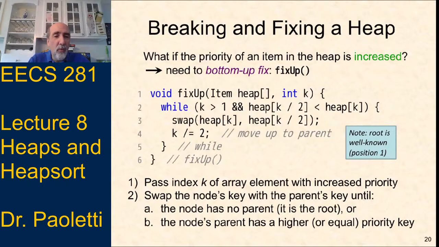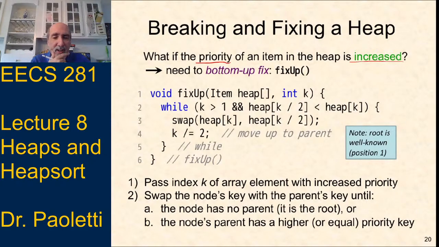And so what we've got here is a function called fixUp. FixUp is named that way for two reasons. One is that the priority of an item got increased. If the priority of an item got increased, we need to fix from the bottom towards the top. Two is that as we fix it, we're going to be going up the tree to do the fix. So let's look at the code here.